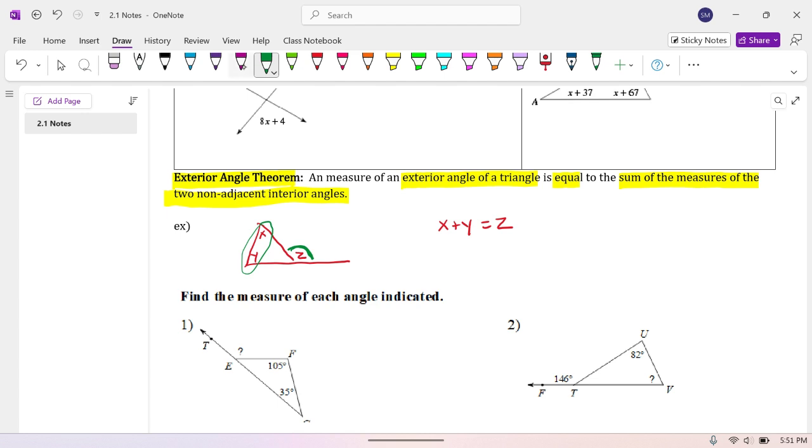Another thing to note with exterior angle theorem is that typically if you have an exterior angle out here, more often than not, the angle that's adjacent to it is a linear pair. So that's another way you can think about it.